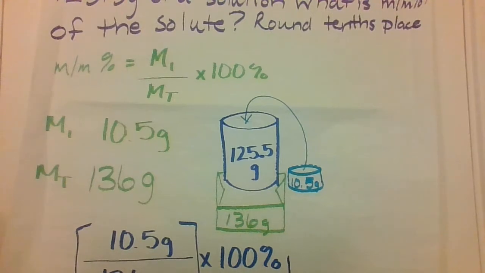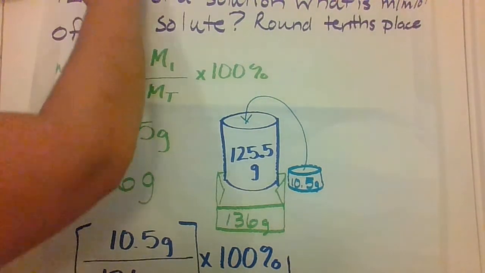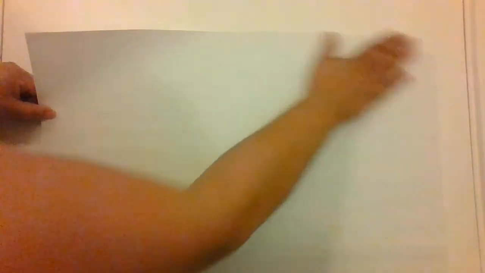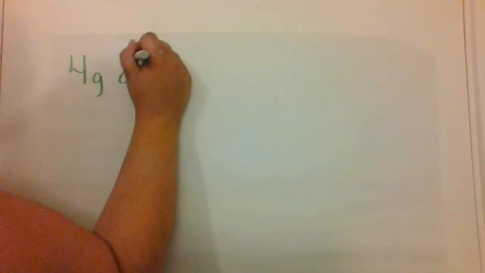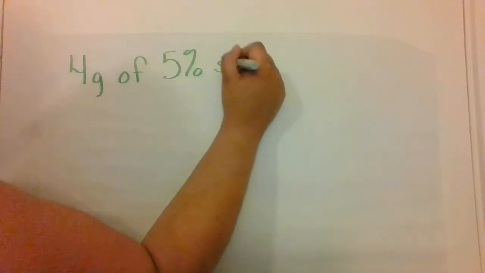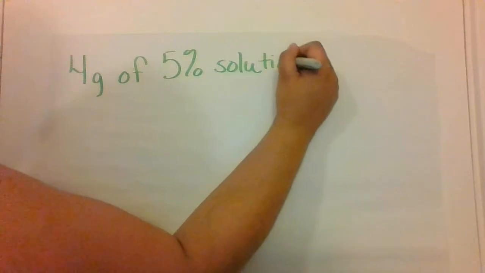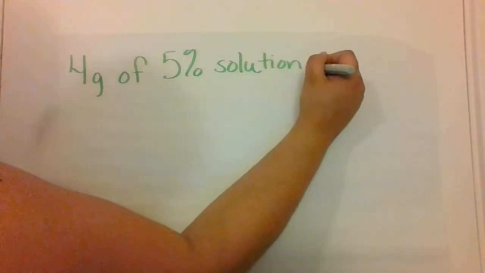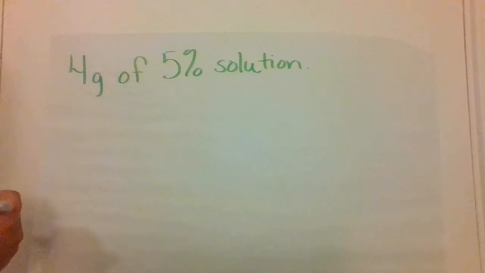Now, along with this, we have problems that deal with the percent of solute. Those problems would read as such: you have 4 grams of a 5% solution. Okay, so that's the beginning of our problem.